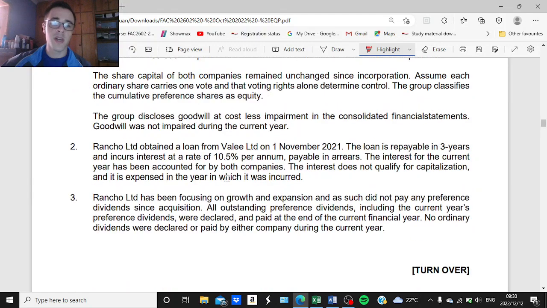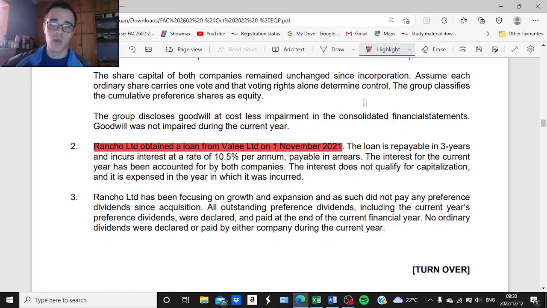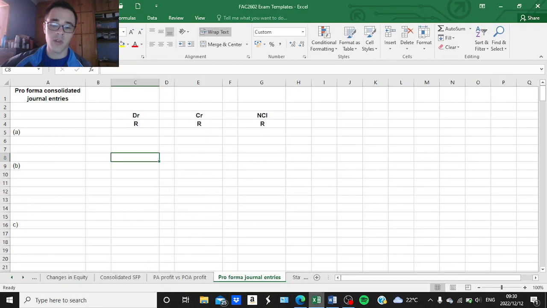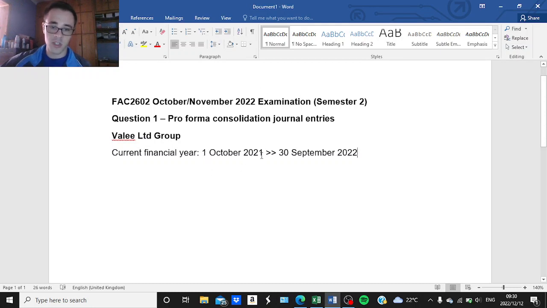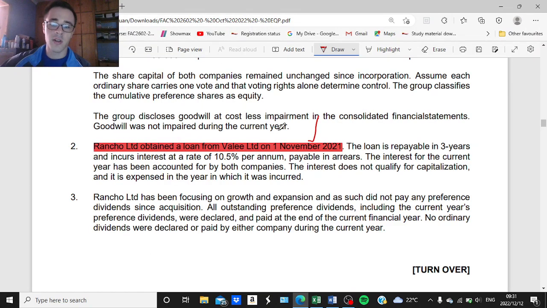Okay. Now the information regarding the intergroup loan is given in additional information point 2, which says the following. Now, Rancho Limited, the subsidiary, obtained a loan from Valley Limited on the 1st of November 2021. If we look at this date, we can clearly see that this falls within the current financial year, which has started on the 1st of October 2021. So we will be required to calculate interest on this loan for 11 months, because the month of October 2021 is excluded.